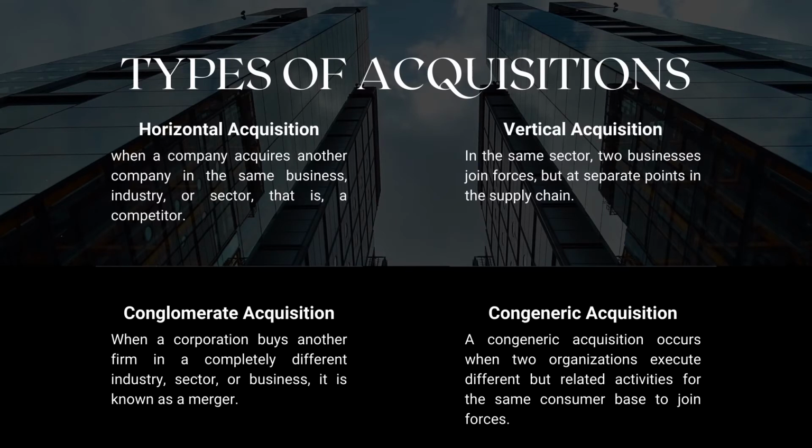Okay, these are the types of acquisitions. There are four types of acquisition. Firstly is a horizontal acquisition. It is when a company acquires another company in the same business, industry or sector that is a competitor. A real life example would be Facebook getting WhatsApp. WhatsApp still exists with its brand. However, it is now owned by Facebook.